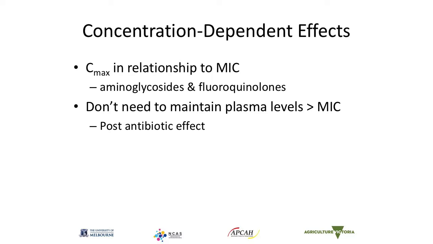Optimal dosing can also be determined in terms of the ratio of the area under plasma concentration curves over 24 hours, or the AUC 0 to 24, to the MIC. A ratio of 125 to 1 is optimal for fluoroquinolones.